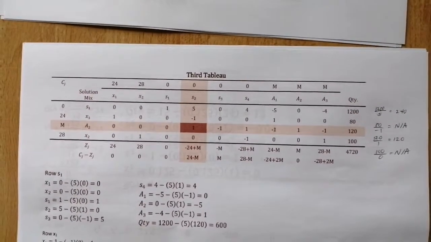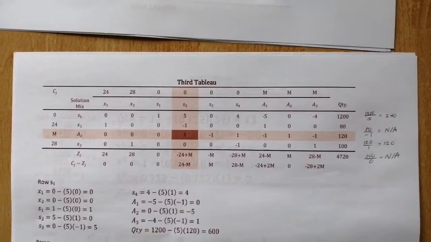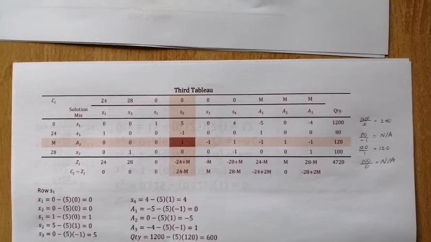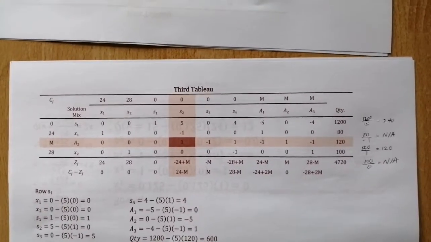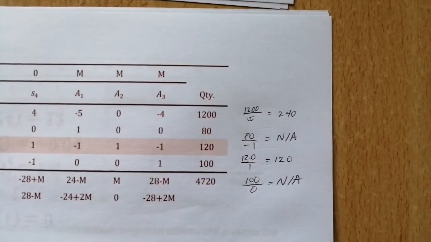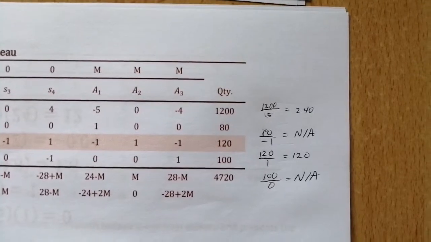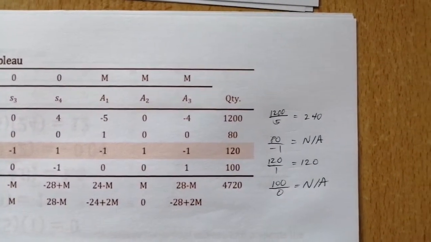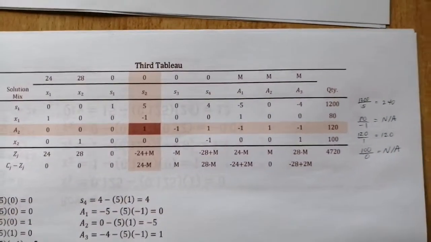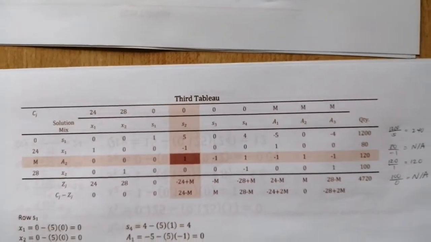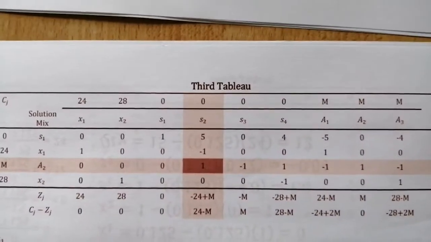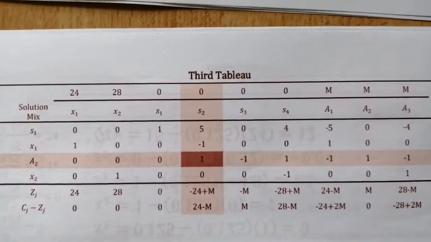Column S sub 2 has the most negative Cj minus Zj, which is 24 minus M. Therefore, this is our pivot column. To determine our pivot row, we must do the ratio test as shown here. As you can see, the least number is 120, which is row A sub 2. Row A sub 2 has the smallest value in the ratio test, therefore it is now our pivot row. This gives us our pivot number, which is 1.